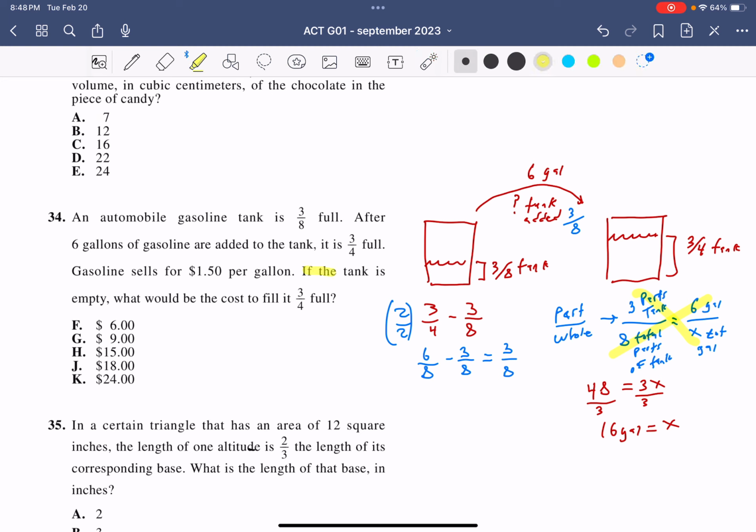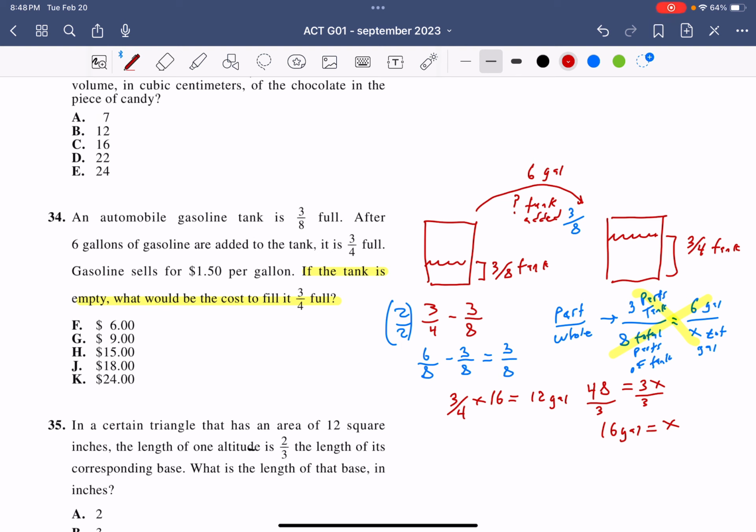The question's saying if the tank is empty when you start, what would be the cost to fill it to 3/4 full? So this is completely full. So we got to find out 3/4 full. So we'll just take 3/4 of that. So 3/4 of 16 is 12. And specifically it's 12 gallons.